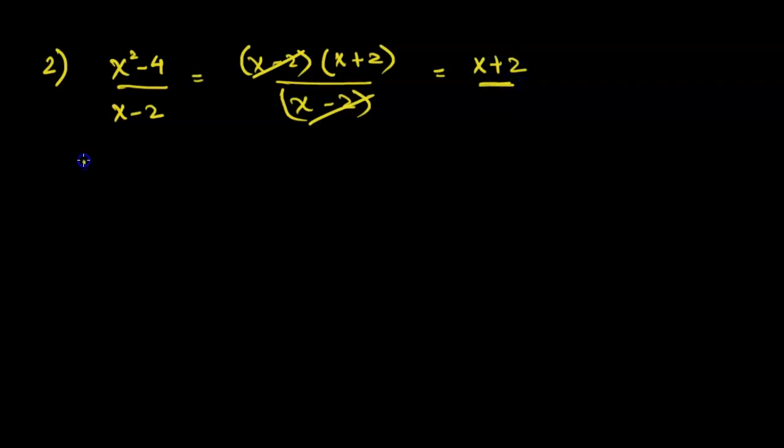So the type of discontinuity that we would see in this particular question is a hole because one expression got cancelled out. So the hole is seen at x equal to 2.